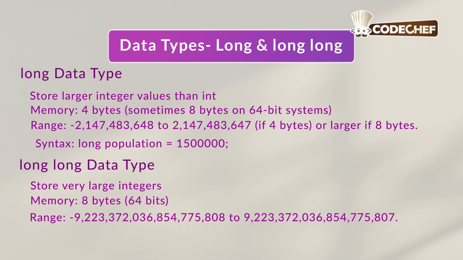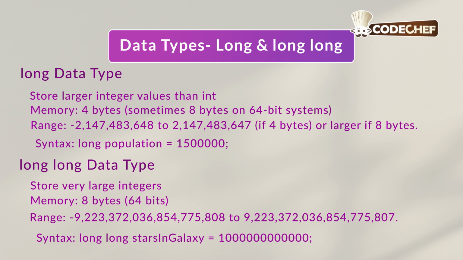Having a look at the syntax, long long stars in galaxy, and then the assignment operator and a very large value, that is 1000000000000 and semicolon. So many zeros out there, right? So long long, this is the syntax that we use for writing the data type. Then stars in galaxy, this is the name of the variable, the assignment operator, and at the right side such a big value that we have assigned to the variable stars in galaxy.